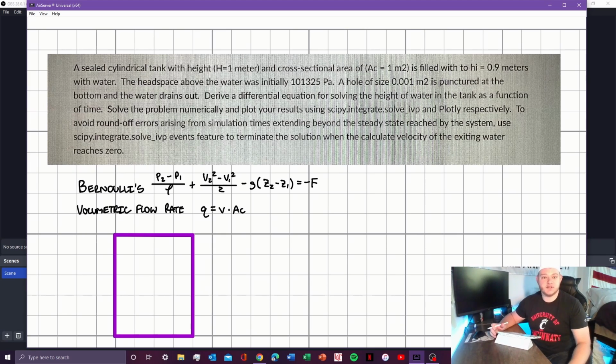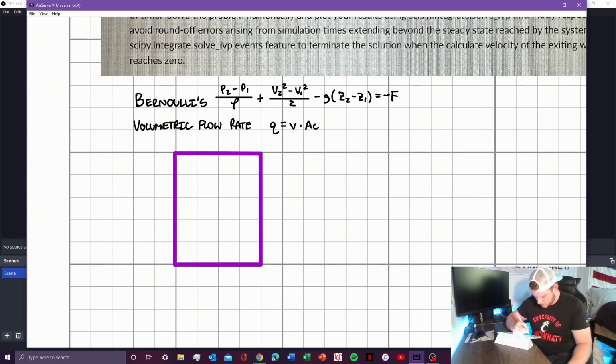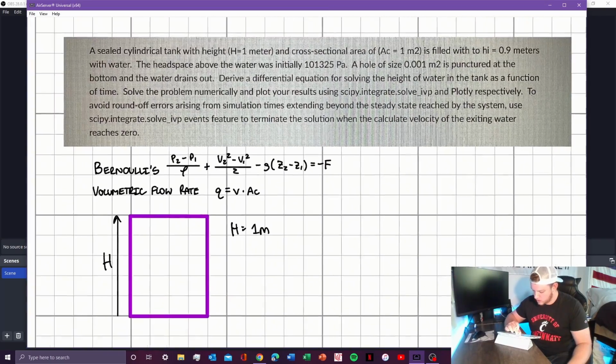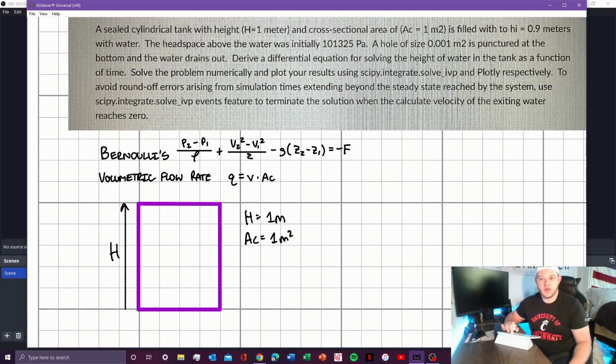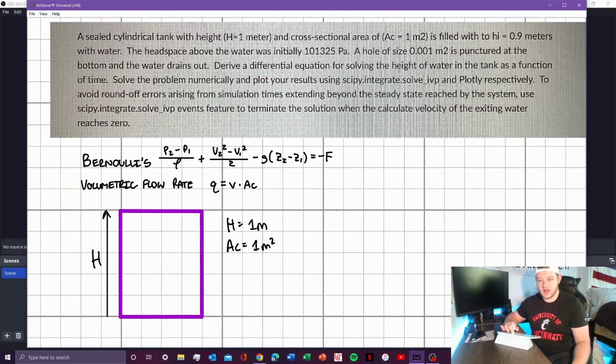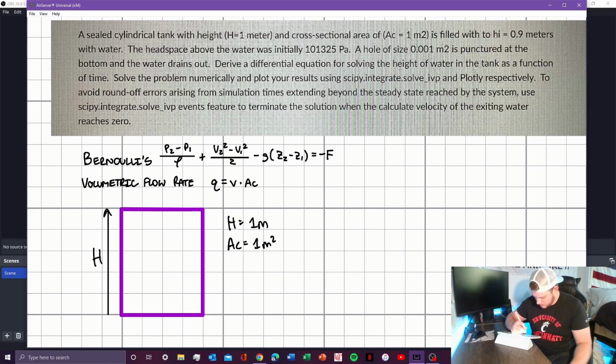We are going to be looking at a sealed cylindrical tank with height h, which is going to be 1 meter. Height of the full tank, so h is equal to 1 meter. Cross-sectional area, 1 meter squared. That is the cross-sectional area of the tank. The tank is filled to an initial height of 0.9 meters. So H initial of the water is 0.9 meters.